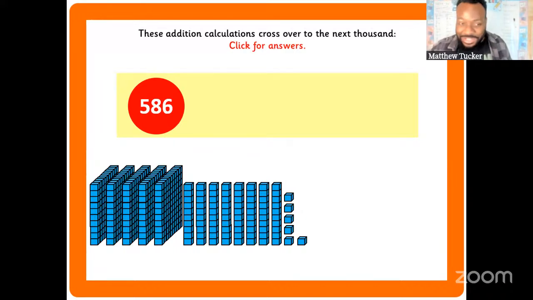So 586. So we've got 5 here in the hundreds. 1, 2, 3, 4, 5. And we got 8 tens. 1, 2, 3, 4, 5, 6, 7, 8. And 6 ones.